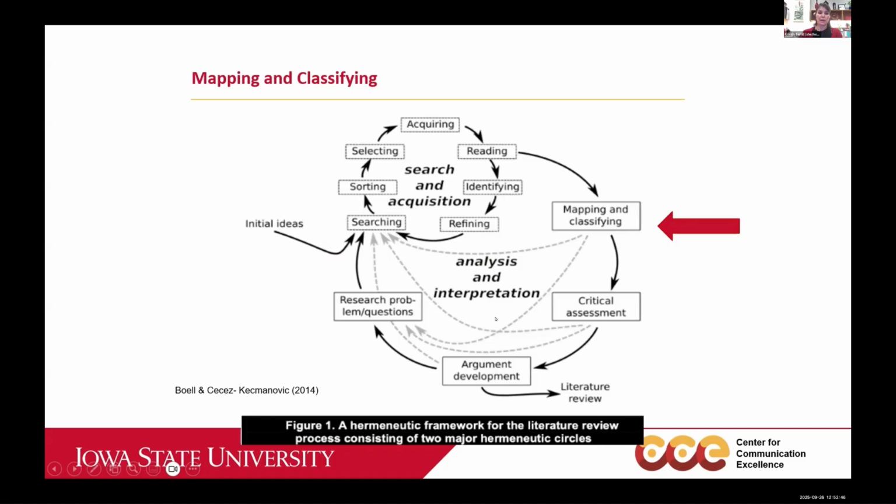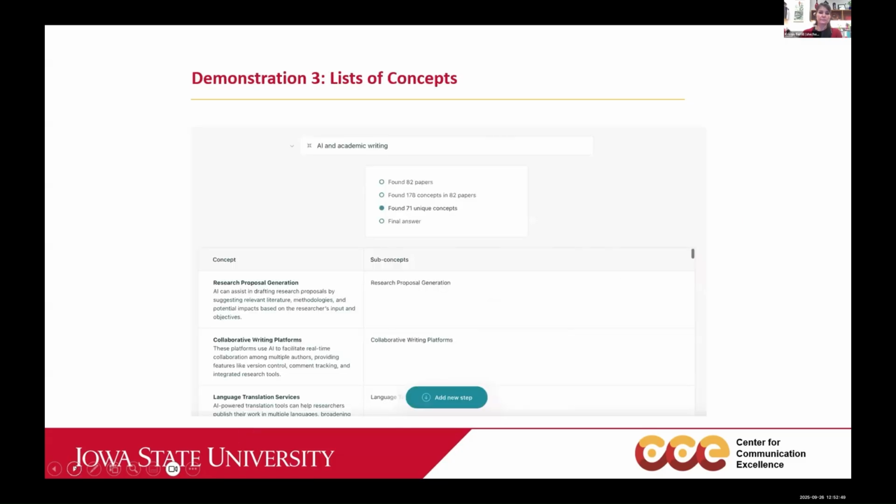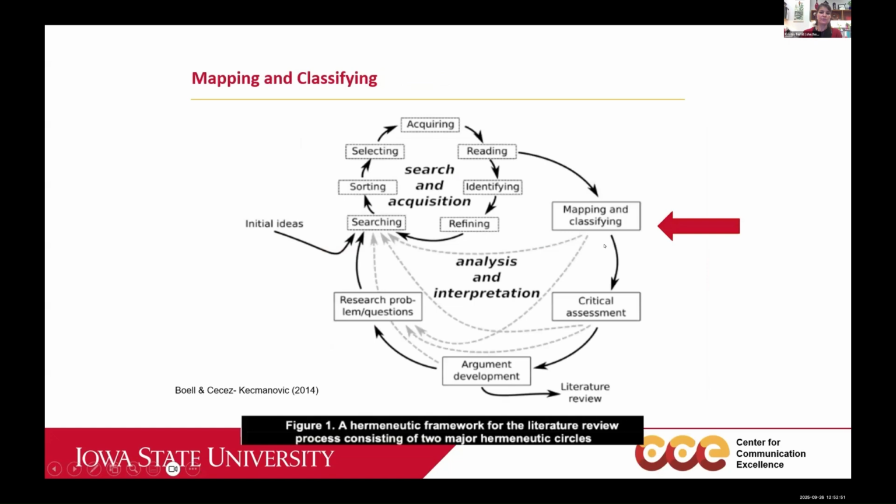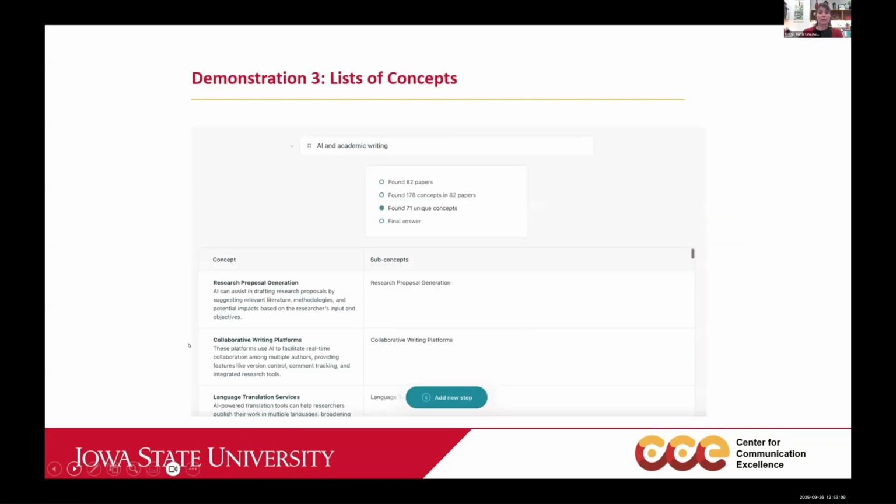Now let's switch gears into mapping and classifying, which is the stage that comes after reading in the framework, where after you read through the paper or the set of papers, you try to start synthesizing them, understanding what kinds of concepts you're seeing and how they fit together. There used to be a feature on Elicit called lists of concepts. I think this has now been replaced by the research article feature. So we're going to test this out.